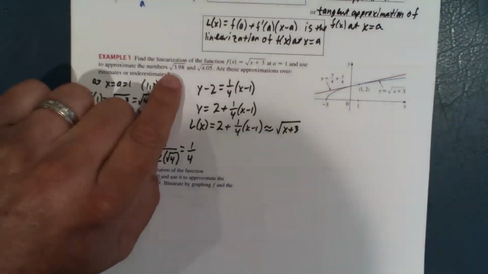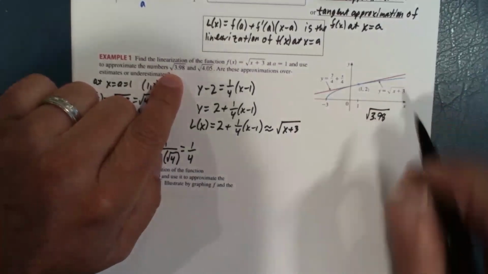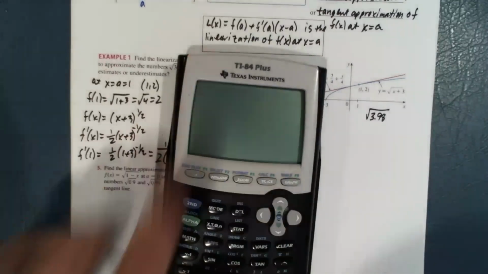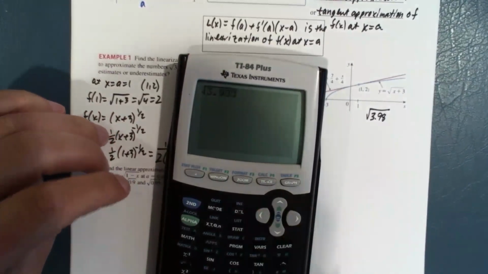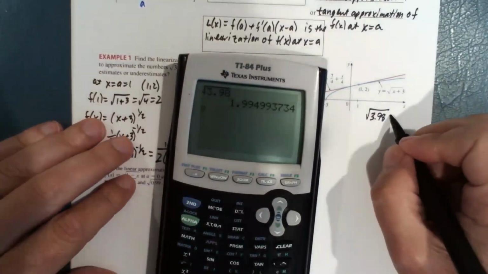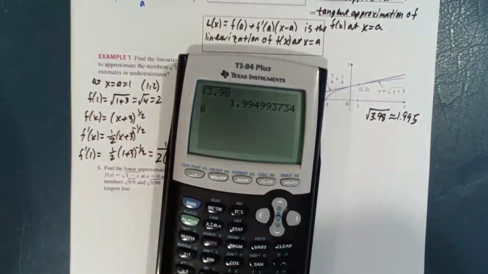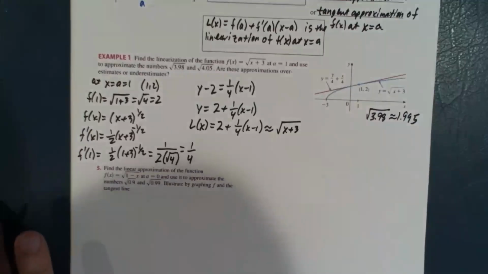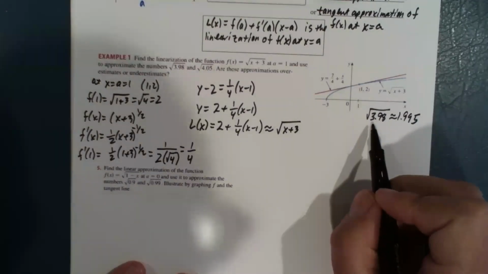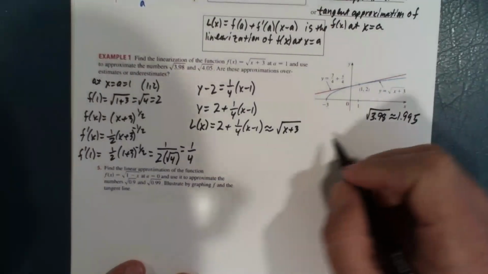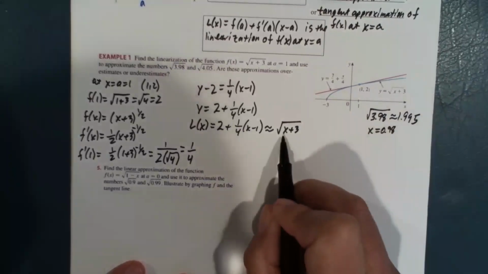So to get the square root of 3.98, which I'm going to do real quick, this is about 1.995, we'll say. Now you'll notice that to get this, x is going to have to be 0.98, right? Because we're adding 3 to that.